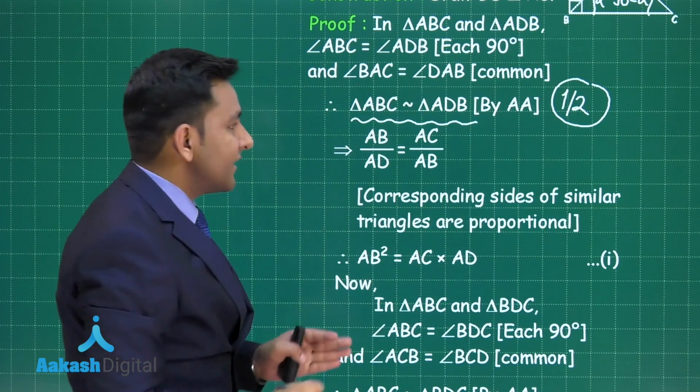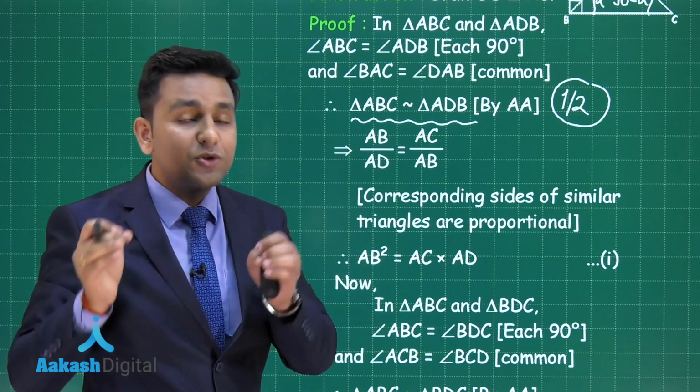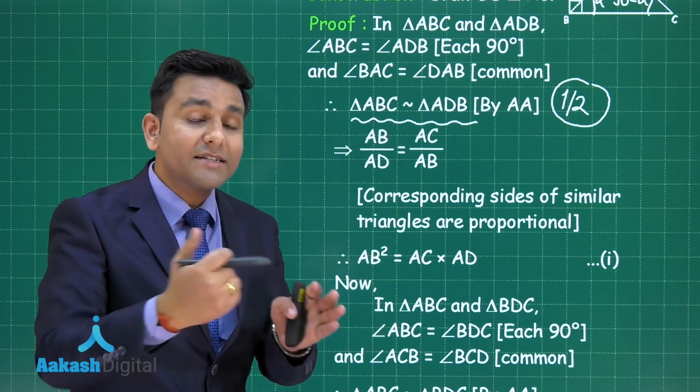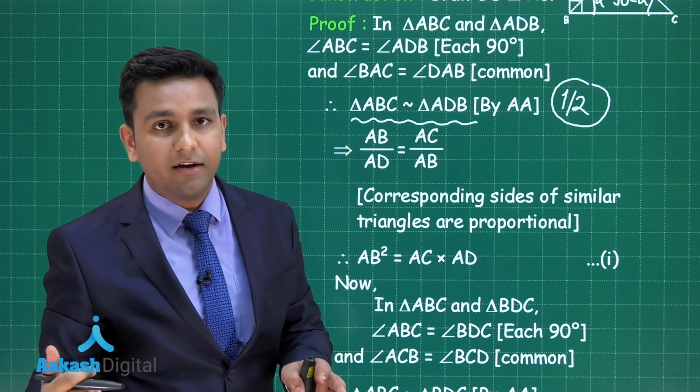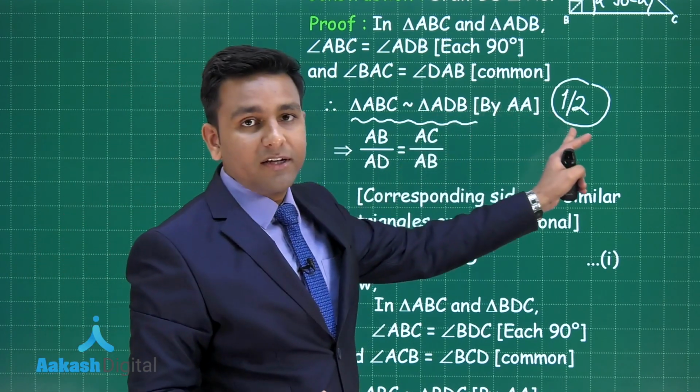यह बहुत इंपॉर्टेंट स्टेप है कि कौन से दो ट्राइंगल्स हम चूज करते हैं सिमिलर प्रूफ करने के लिए, जिससे कि हमें रिक्वायर्ड रिजल्ट मिल जाए. तो ये स्टेप आपको हाफ मार्क देगा.